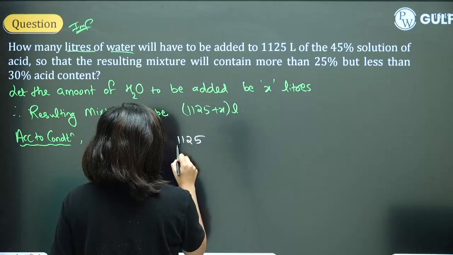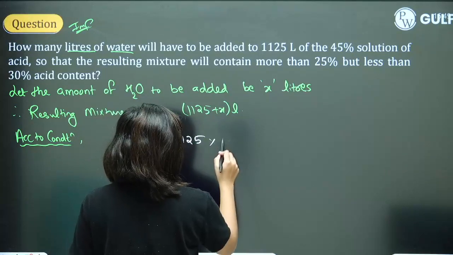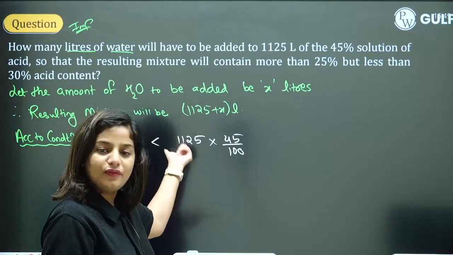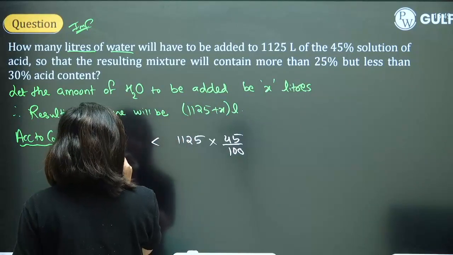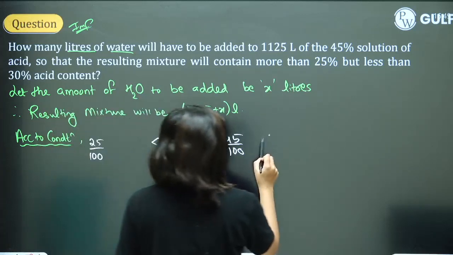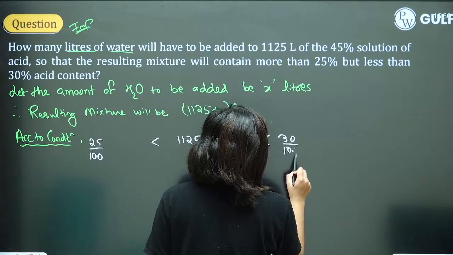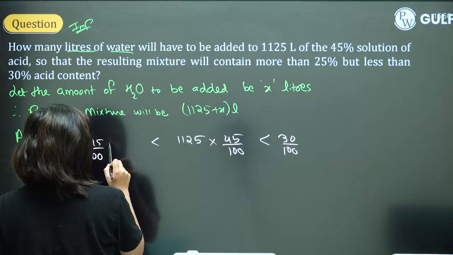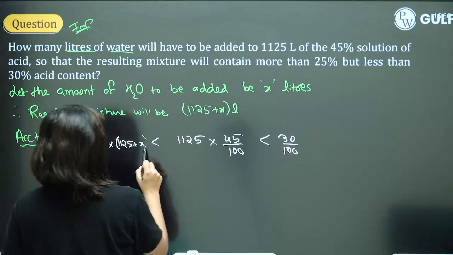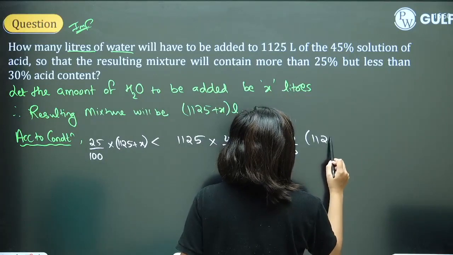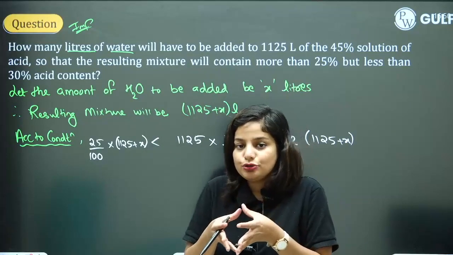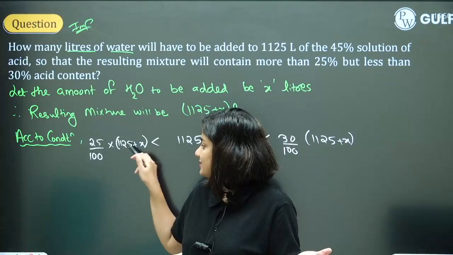1125, 45% it was initially. 45% of 1125 should be between 25% and 30%. 25% of what? 25% of the resultant mixture, right? 25% of 1125 plus x and 30% of 1125 plus x. The given solution should be between 25 and 30% of the resultant mixture.